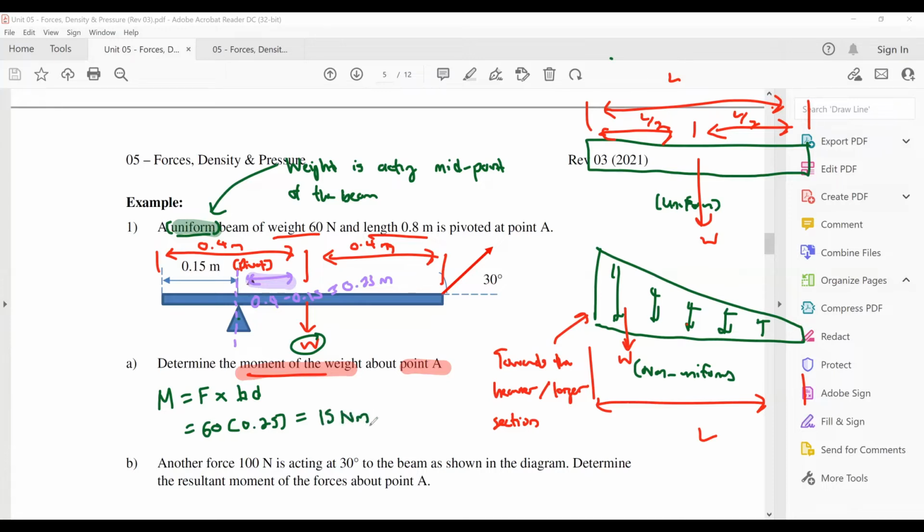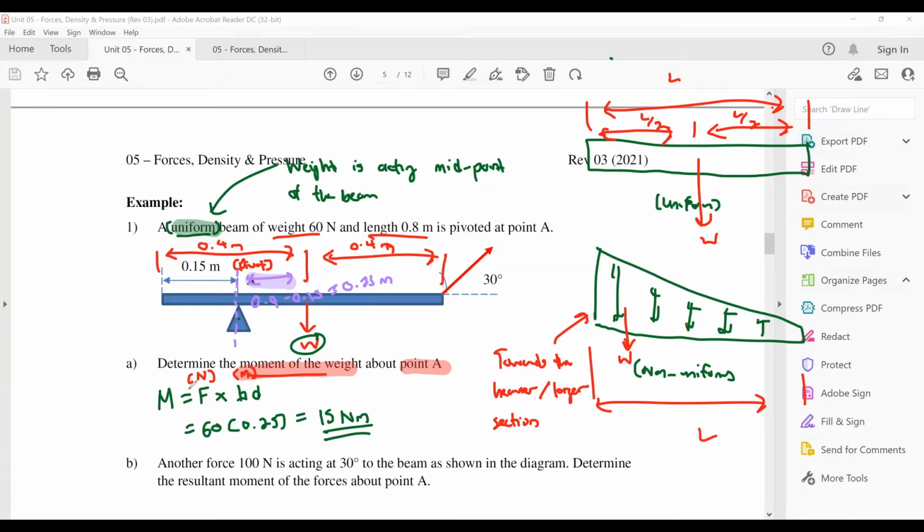Okay, unit of moment is going to be Newton meter, because you see moment is force times distance, right? Force has unit of Newton, distance has unit of meter, so multiplying both together you're gonna get Newton meter, right? So that one is okay.